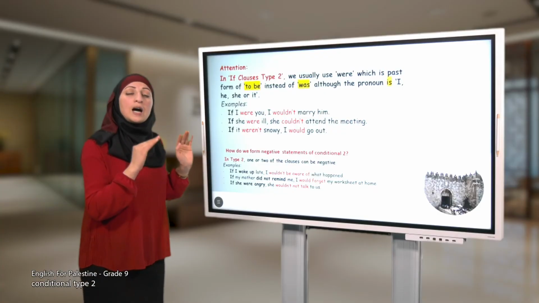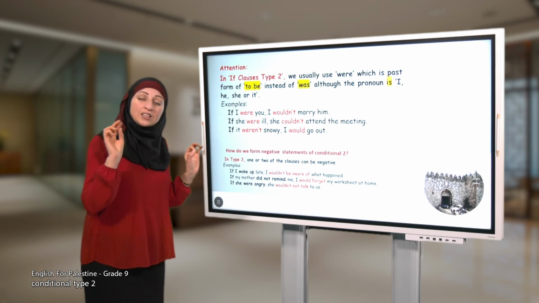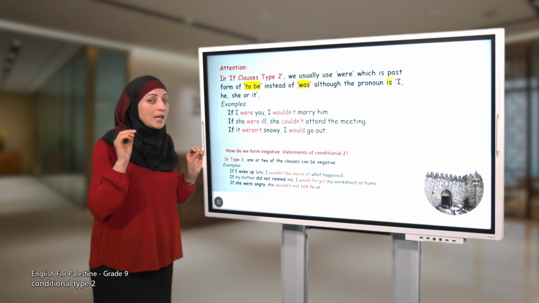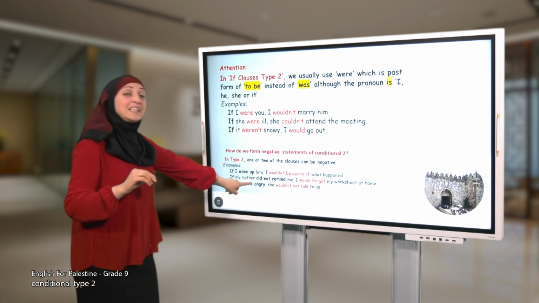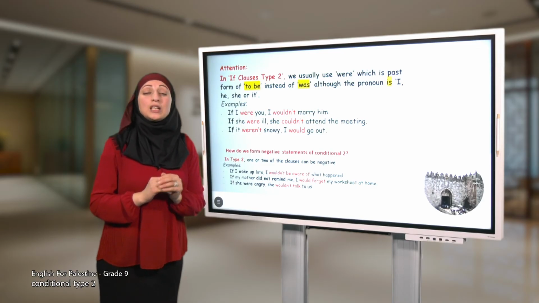Number 2, if my mother didn't remind me, I would forget my worksheet at home. So here, I negate the if clause. To negate the if clause in conditional type 2, you will use a helping verb, which is didn't. Example number 3. If she were angry, she wouldn't talk to us. This is all about conditional type 2.